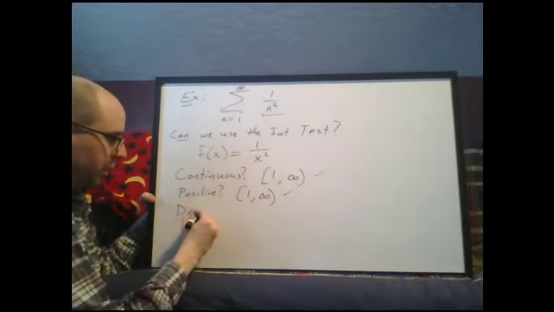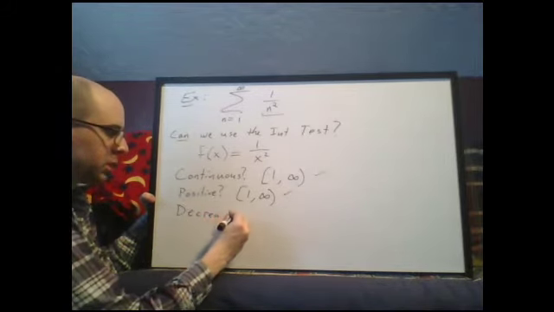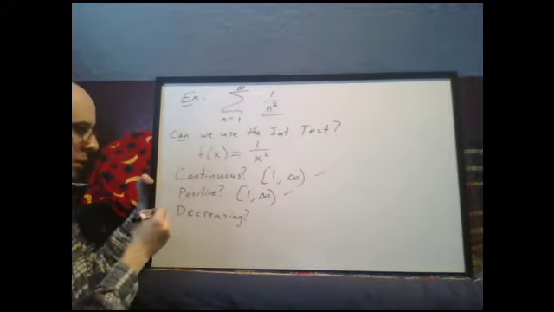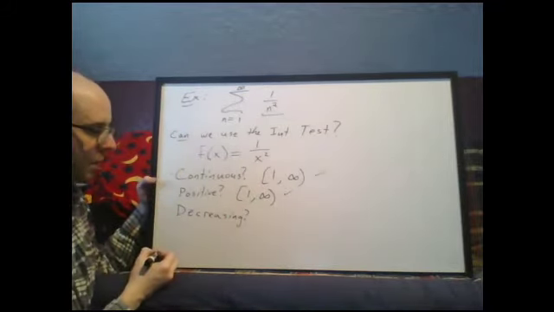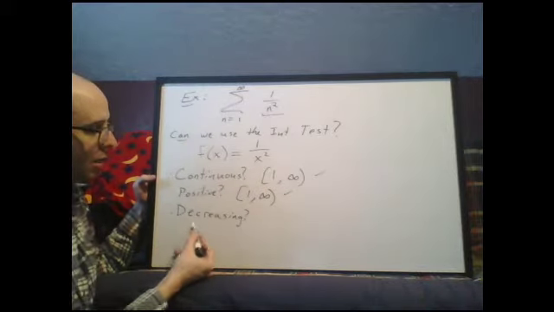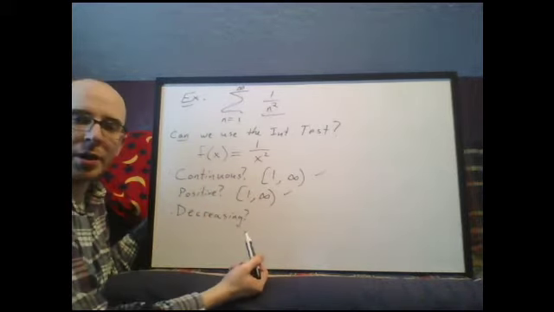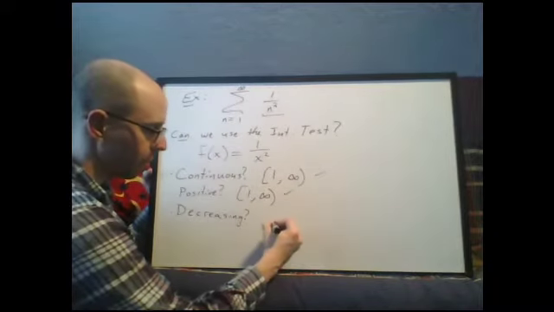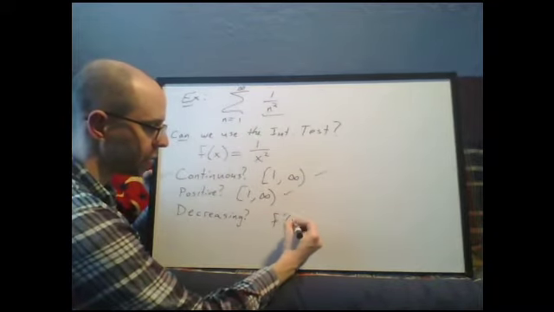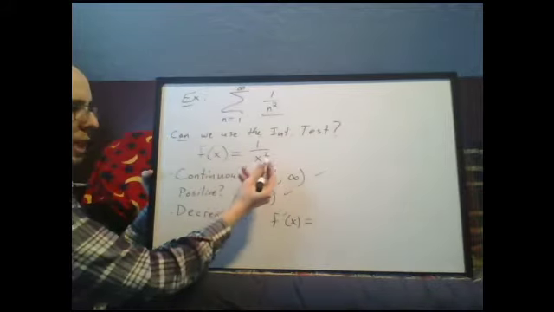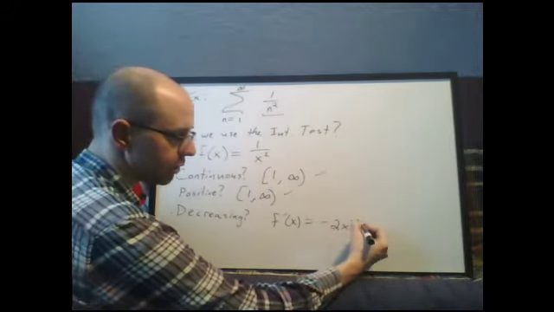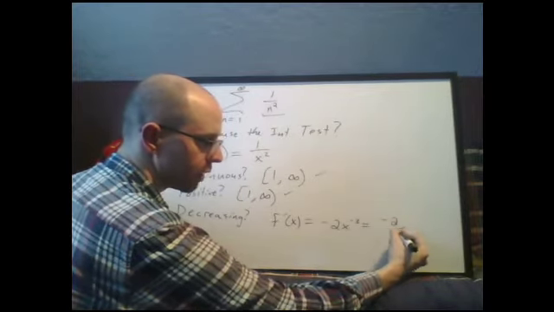And then the third thing was decreasing. So we need to check continuous, positive, and decreasing. For decreasing, once I have a function, generally the way you figure out where it is decreasing is to take its derivative, f prime. F prime of x would be, well, this is x to the minus 2, so that would be negative 2 x to the minus 3, or negative 2 over x cubed.